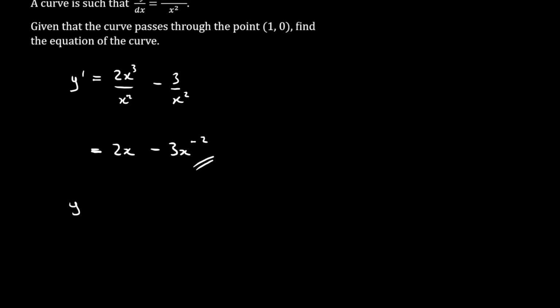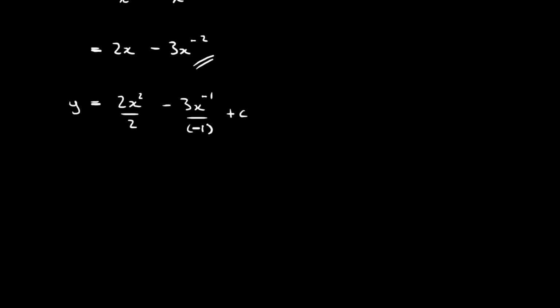So then if we reverse differentiation, we're going to get 2x to the power of 2 divided by 2, minus 3x to the power of minus 1 divided by minus 1. And we've got to add the constant there at the end. Well, let's simplify this. This will become x squared plus 3x to the power of negative 1 plus c. And x to the power of negative 1 is the same thing as 1 divided by x. Okay, so we end up reversing differentiation.